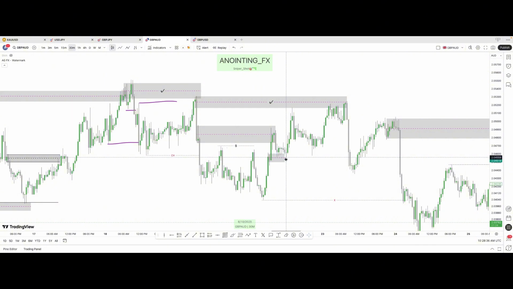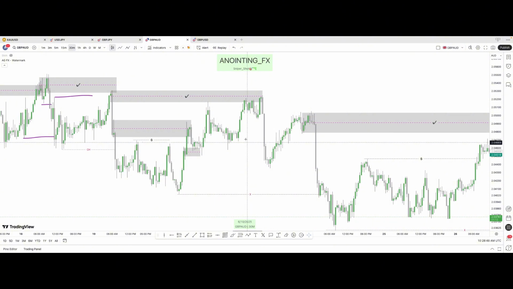Price tapped in here, pushed more to the upside. The same thing happening over here. It came back to mitigate this other block here and then finally tapped into the zone. So as price tapped into the zone, let's see if you had a break of structure. Yes, we had a first break of structure.